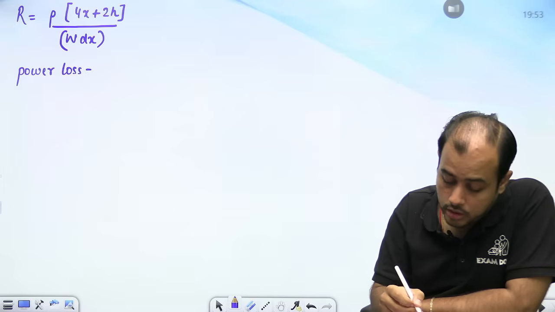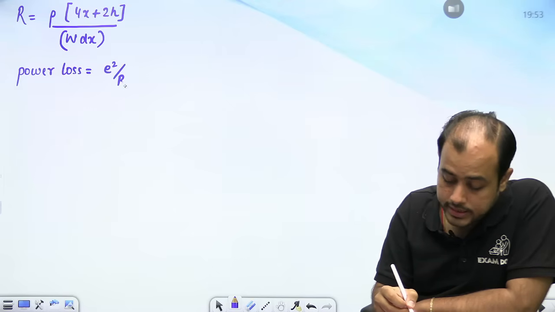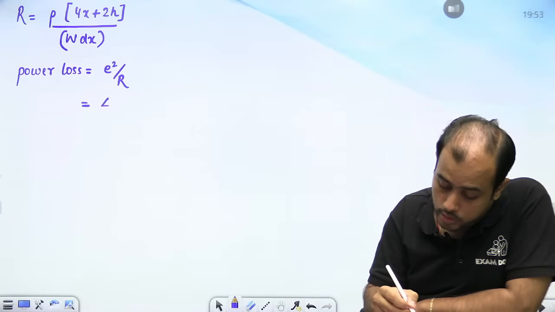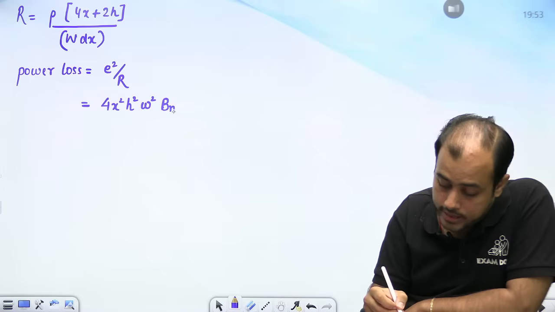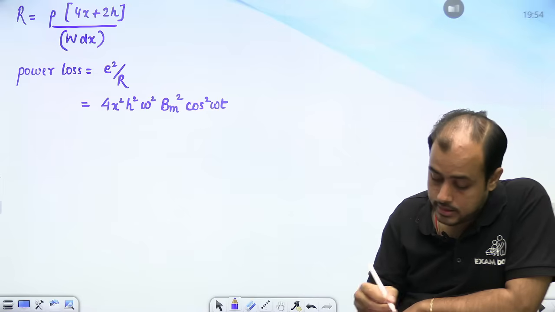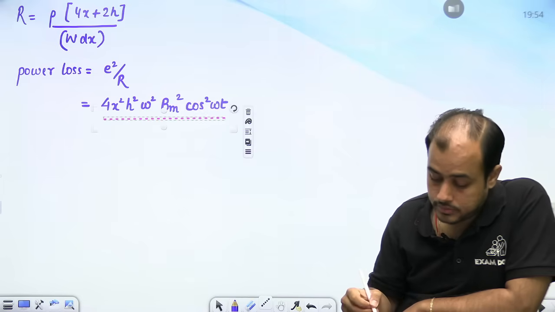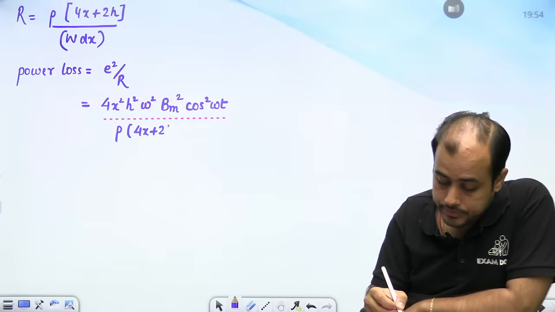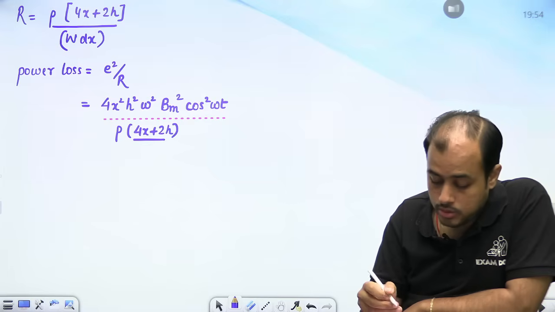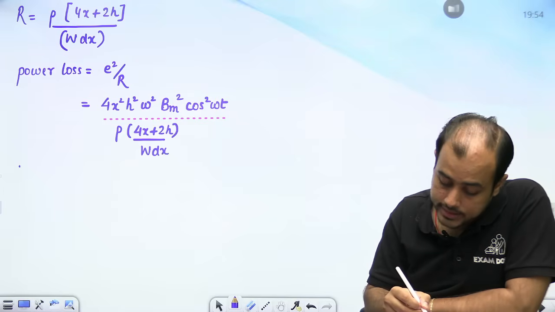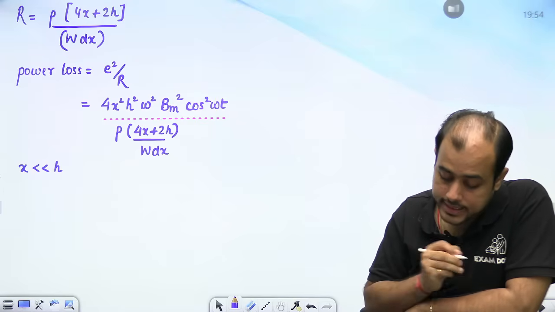Now beta, power loss: I know the voltage, I know the resistance, so power is E square by R. E square is 4x square h square omega square Bm square cos square omega t, divided by rho (4x plus 2h) by W dx. Okay. Now beta, this x is much smaller than h.